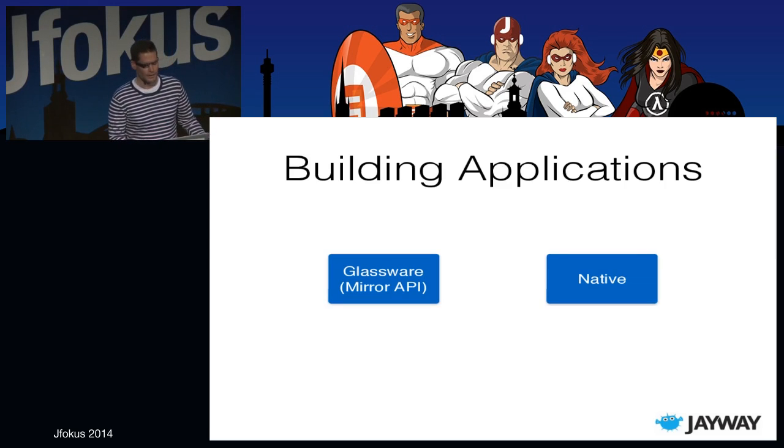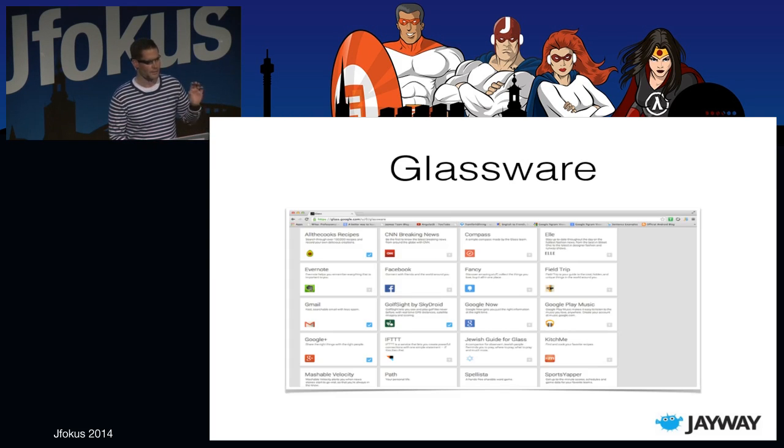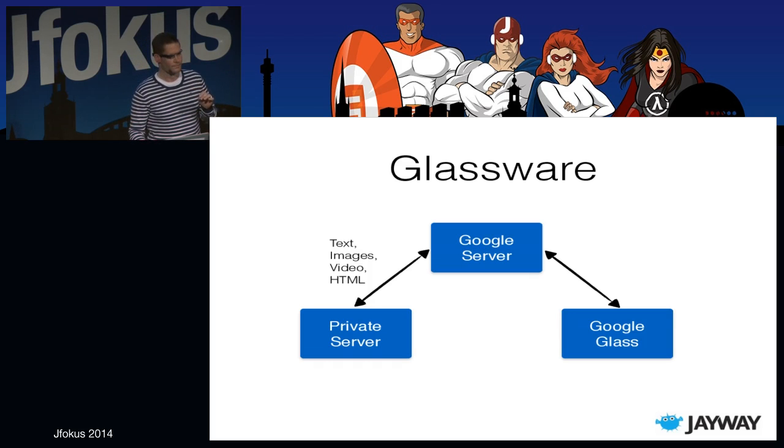So, part 2, building applications. There are 2 different kinds of application that you can build: Glassware, that I've showed you, and native Android applications. Glassware is a bit different. Glassware is not installed on the device. It's just content being pushed to the timeline. And it works like this.